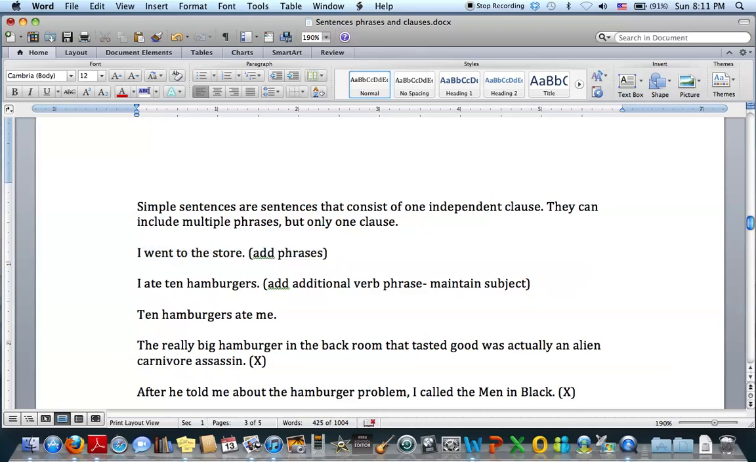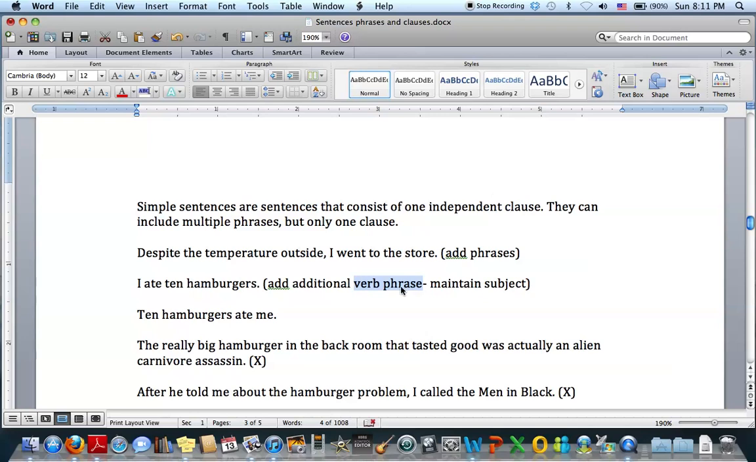But I can change this. I can add some phrases to it, and it's still going to be a simple sentence. Despite the temperature outside, I went to the store. Now you look at this and say, well, this is pretty long, but it's still a simple sentence. This right here is just a phrase, and so it still counts as a simple sentence. Let's take a look at the next one.